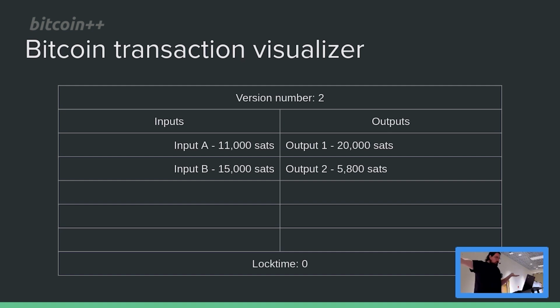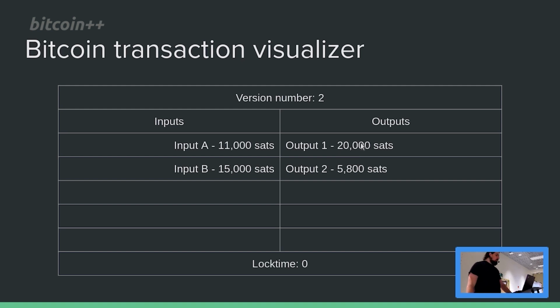So in this example, we've got a guy who has an address with 11,000 sats in it and an address with 15,000 sats in it, and he wants to send somebody 20,000 sats. Well, that's a problem because neither of his addresses has enough money. So he's got to combine 2 of them together over there on the left in the input section. He's saying, I'm going to spend from both of these addresses.